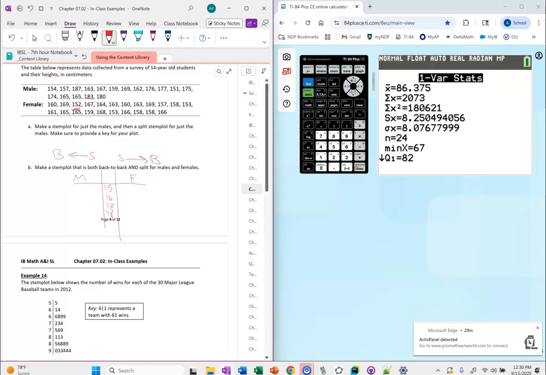We're always going small to big away from the stem, right? So I have a 1 for the 151, a 4 for the 154, a 7 for the 157, 9 for the 159. Notice I didn't use any commas. Everybody's good? Oh, it's supposed to split this though too, right?